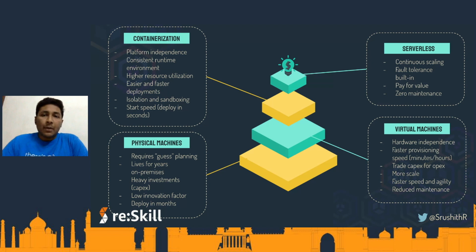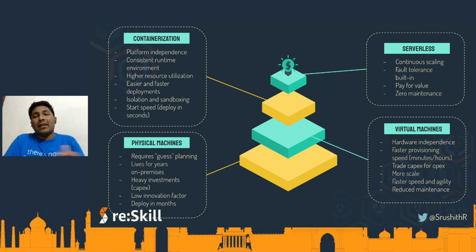And of course, the deployment can range in months. We will not be able to deploy as frequently as we would like to, and therefore the feedback cycles, the innovation factors, everything go down. Then the next layer, from an abstraction perspective, is the virtual machines.